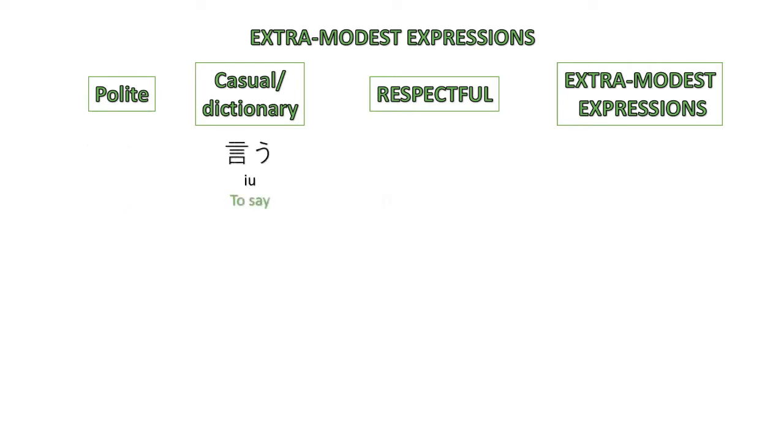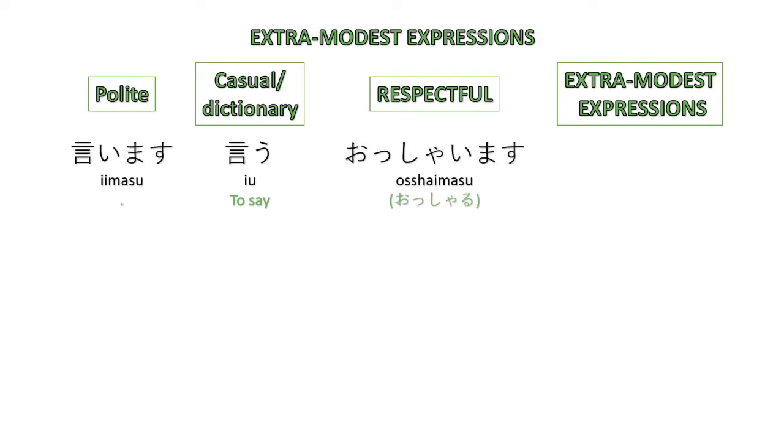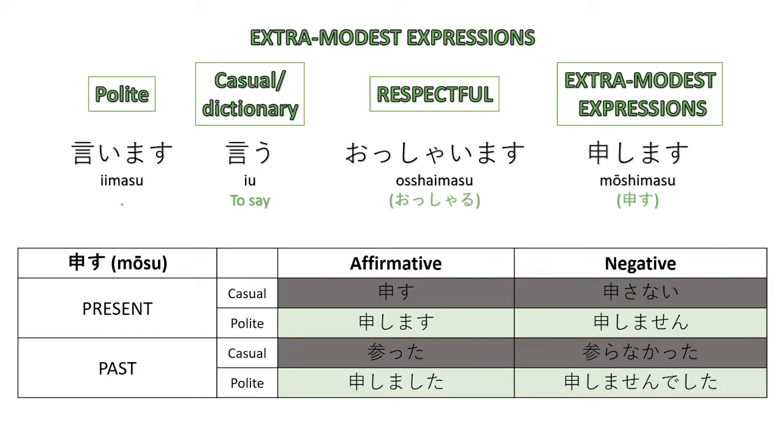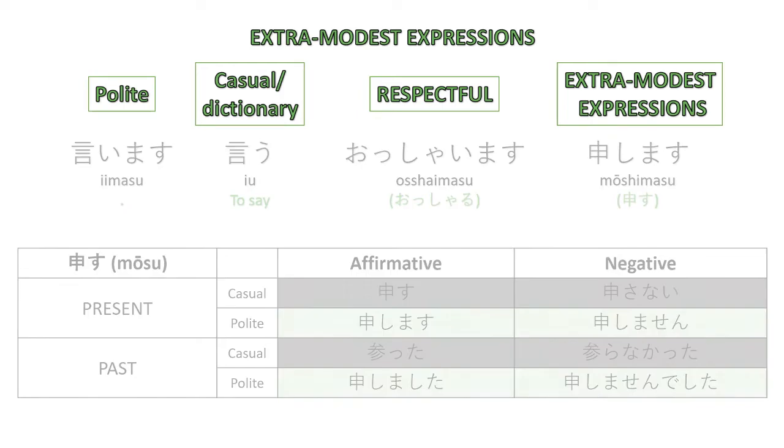Then the next verb we have is iu. Iu, to say. The polite form, iimasu. Respectful, osshaimasu, from ossharu. Then the extra modest expression, moshimasu, from mosu. So the conjugations are moshimasu, moshimasen, moshimashita, moshimasen deshita.